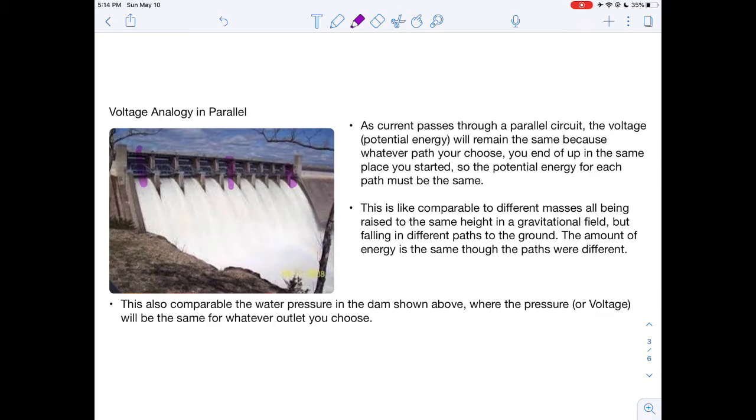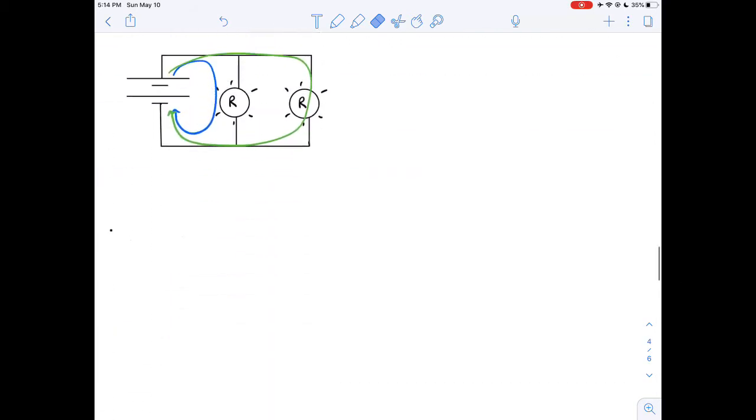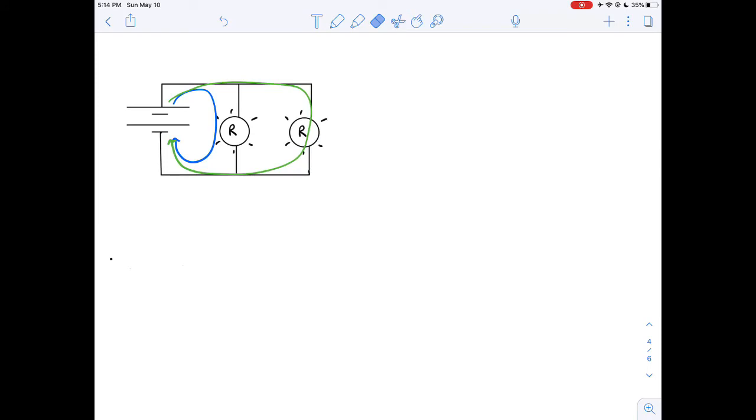Because the path does not affect how much potential energy there is in the circuit, the voltage will be the same across all of these parts, just like the water pressure is for all those different spouts. So, to summarize, let's really just talk about the properties of parallel circuits.